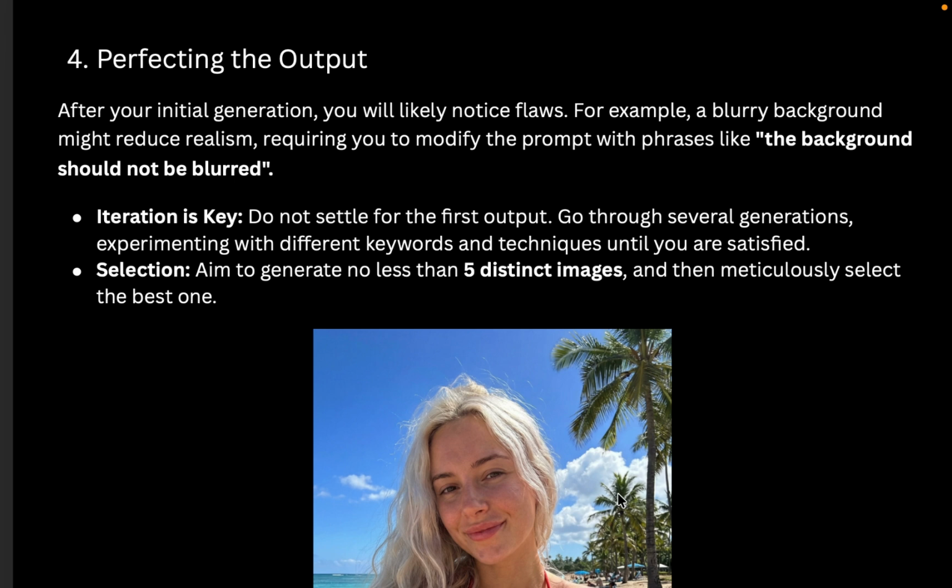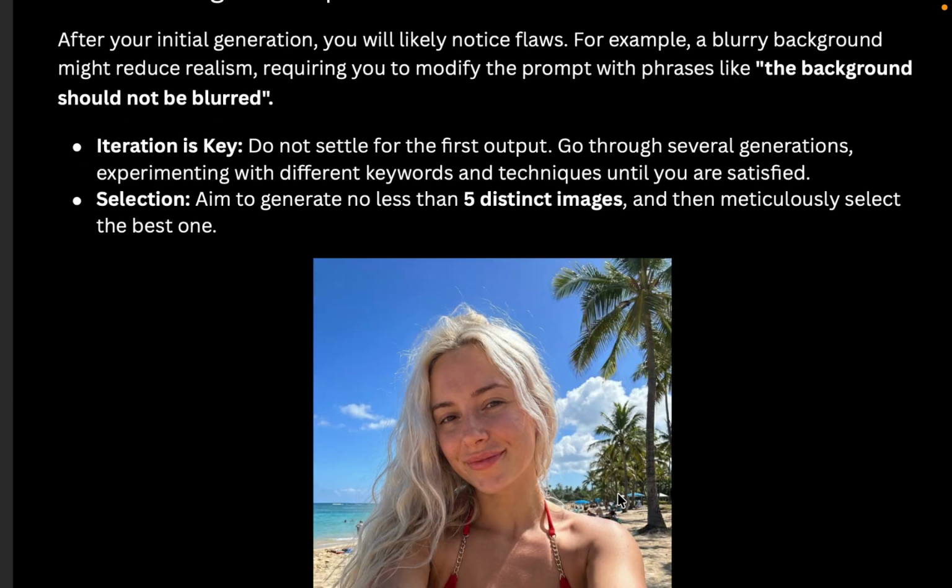Perfecting the output. After your initial generation, you will likely notice flaws. For example, a blurry background might reduce realism, requiring you to modify the prompt with phrases like the background should not be blurred. Iteration is key. Do not settle for the first output. Go through several generations, experimenting with different keywords and techniques until you are satisfied. Aim to generate no less than 5 distinct images and then select the best one.